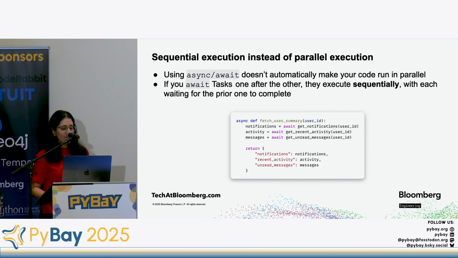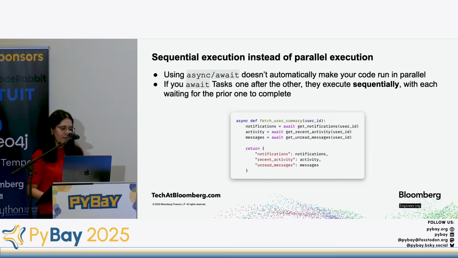For example, if you look at this code, we're getting the user notifications, then we're getting the recent activity, and then we're getting the unread messages. And then finally, we return all three of these from the function. Each of these tasks is going to wait for the previous one to complete before the next one executes. So the execution time in this case is going to be the sum of the execution times of all these three tasks.